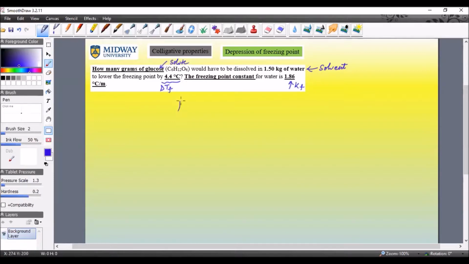Ideally, first what you want to do is set up the equation: KF times M times I, and find out what is missing in this problem. Unless you find that information, you would never be able to get to how many grams of glucose, right? Glucose is a polar molecule, but there is nothing metal or non-metal about it, so I equals 1. Let's set this up.